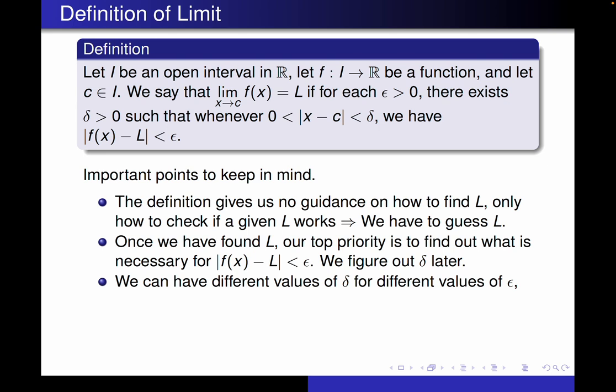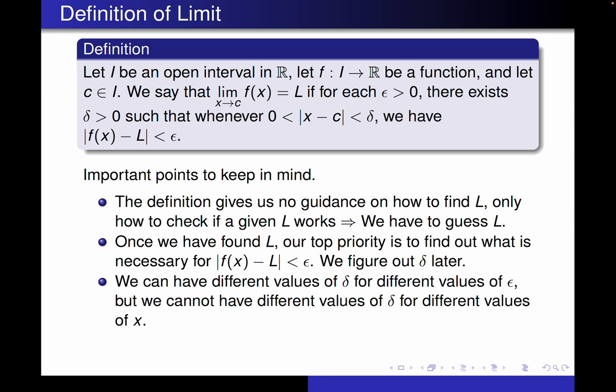And it is true that we have different values of delta for different values of epsilon. We'd expect that. If epsilon is really big, we'd expect our delta doesn't have to be very small. But if our epsilon is tiny, we expect our delta to have to be very small as well. But we cannot have different values of delta for different values of x. Peeves gives us epsilon. We can give a delta back based upon that epsilon, but nothing else.